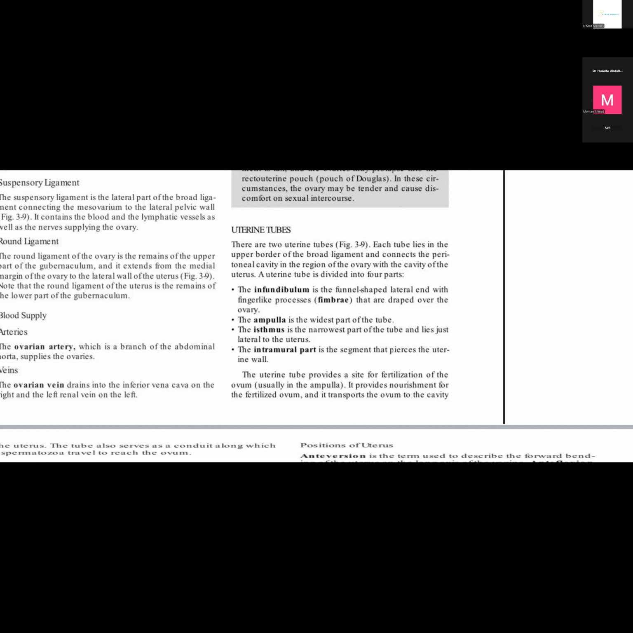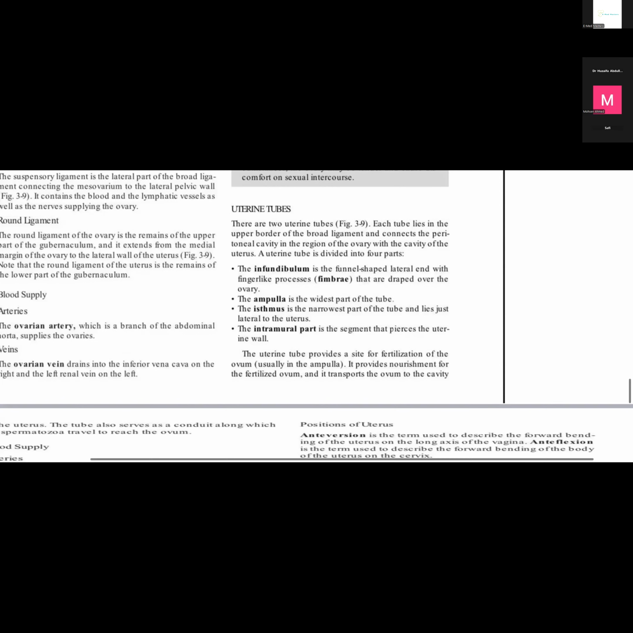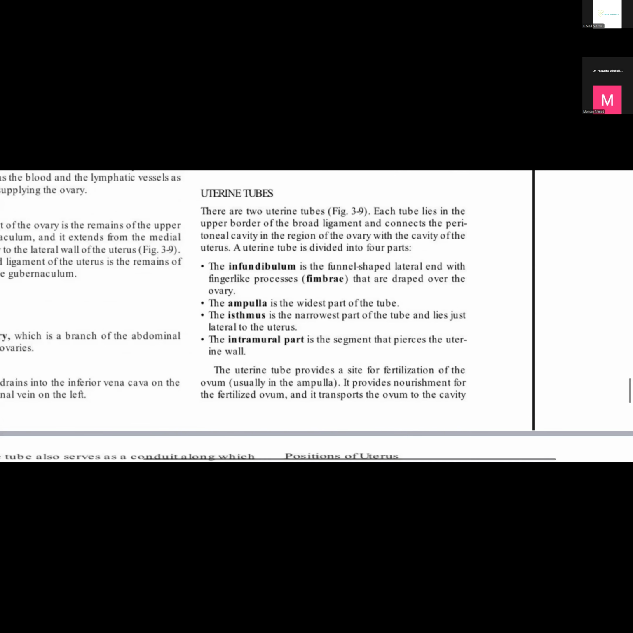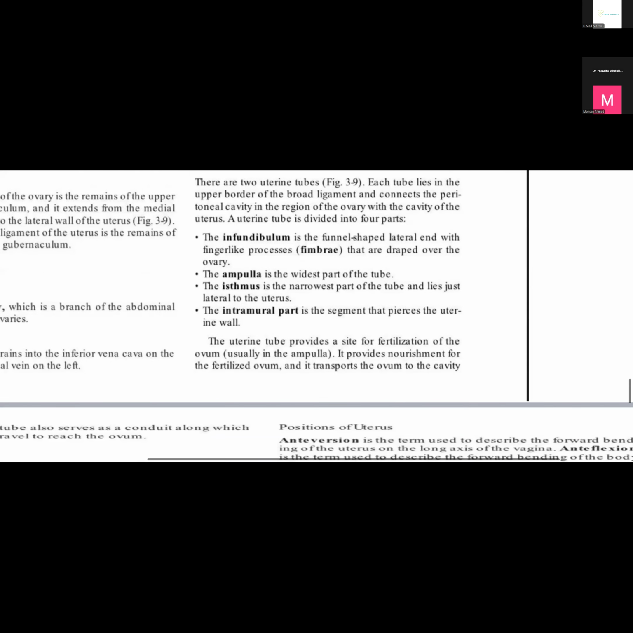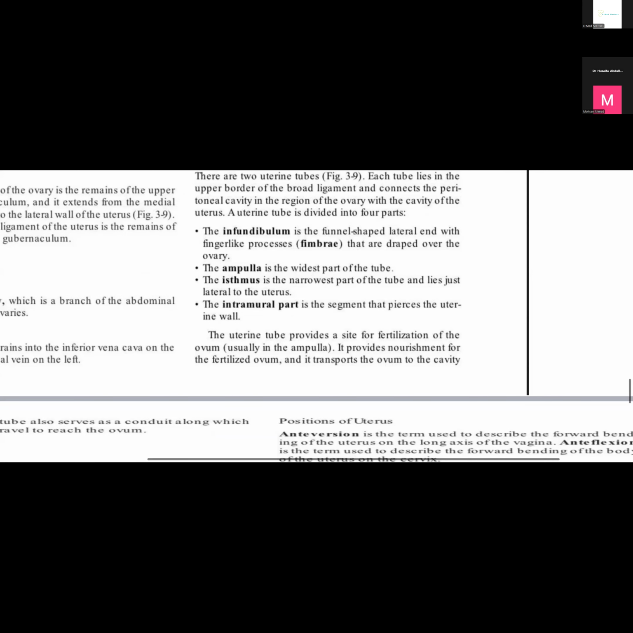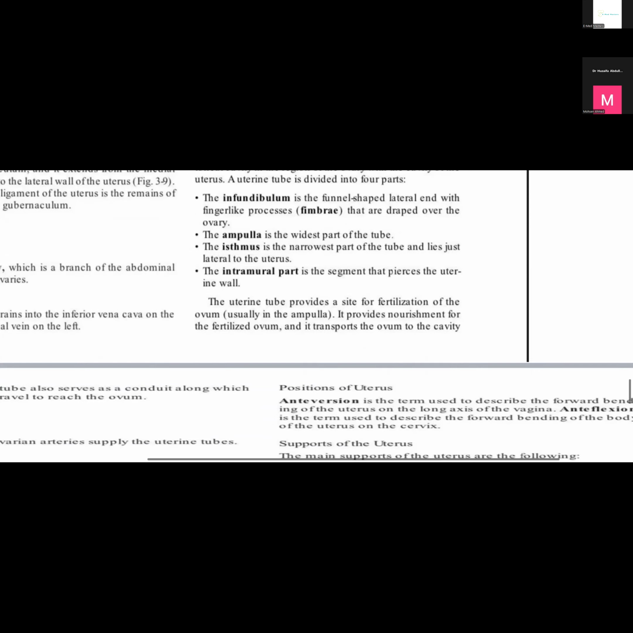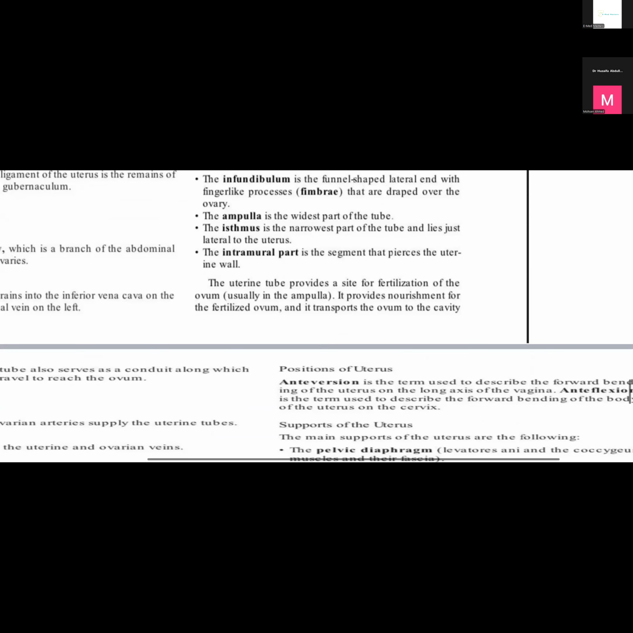The ampulla is the widest part of the tube, and fertilization occurs in this part. This is important. Fertilization of the egg occurs in the ampulla of the uterine tube. The isthmus is the narrowest part of the tube and lies lateral to the uterus, while the intramural part is the segment that pierces the uterine wall. So it has four parts, and fertilization occurs in the ampulla. The uterine tube also provides nourishment and fertilization of the ovum and transports the ovum to the cavity of the uterus.